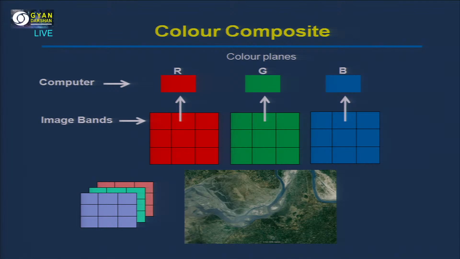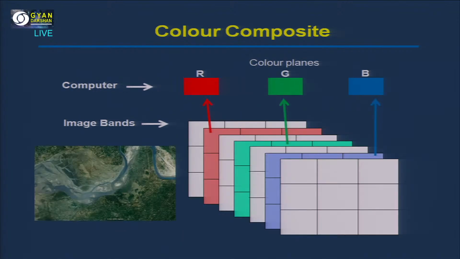Now in the case of a true color composite, as shown in this example, the image acquired in the blue wavelength is placed in the blue plane of the monitor, the image acquired in the green wavelength region is placed in the green plane, and the image acquired in the red wavelength region is placed in the red color plane of the computer. Then the image output will be as if we are seeing with our eyes. So this is called a true color composite.